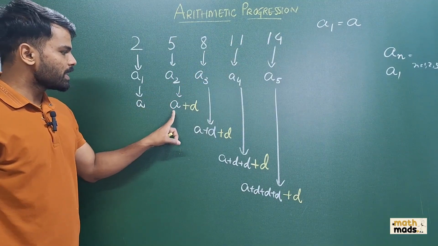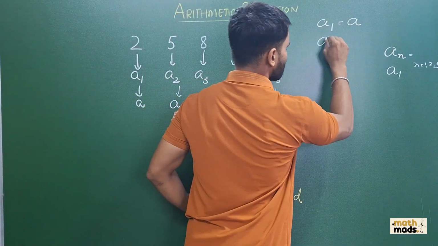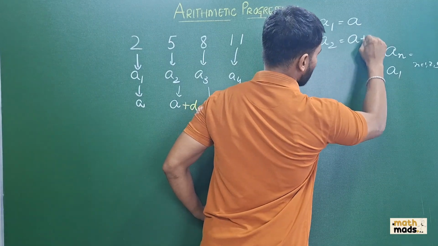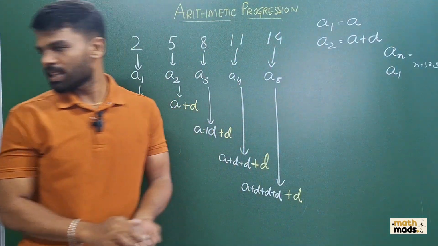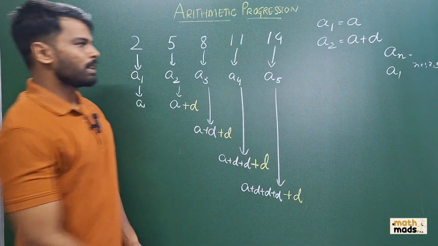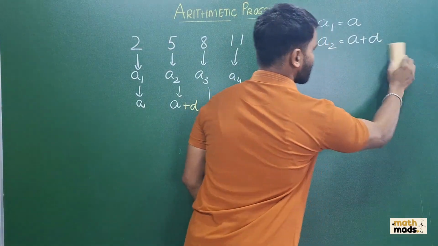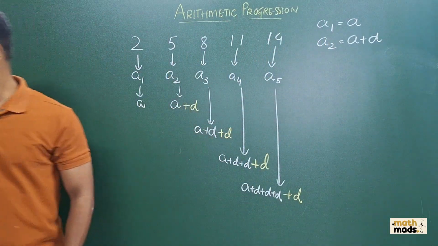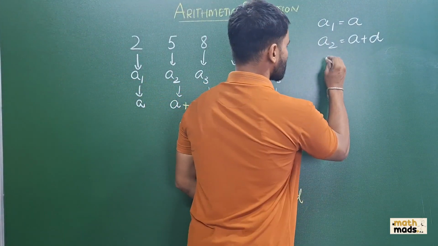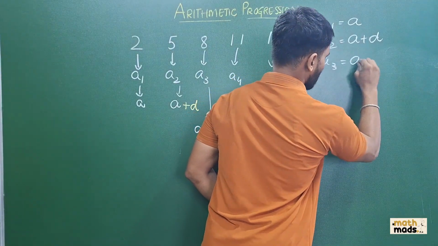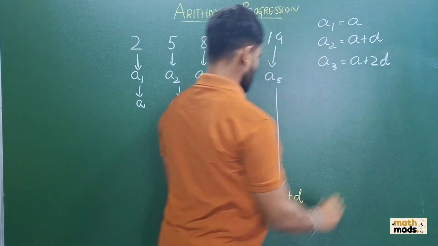Now what is a2? a2 is a plus d. Let me write it down. a2 is equal to a plus d. Same way, what is a3? a3 will be a plus 2d. Correct? There are 2 times d here. So a3 will be a plus 2d. Same way, a4.